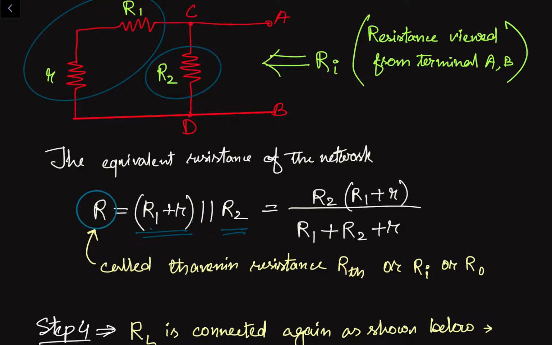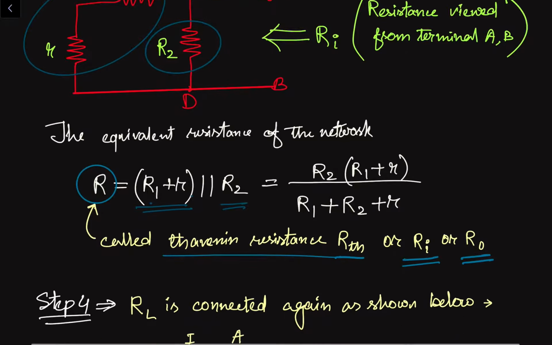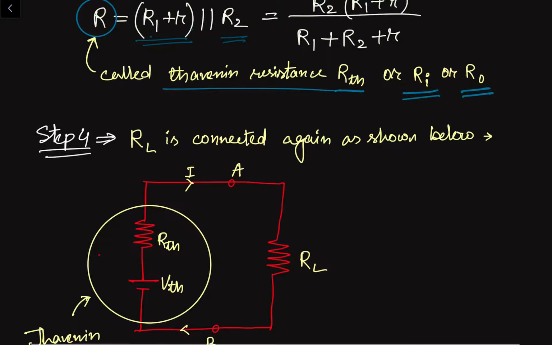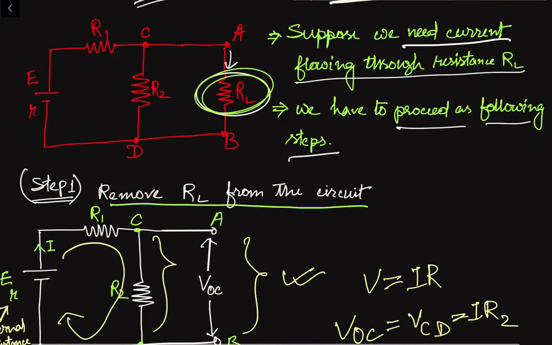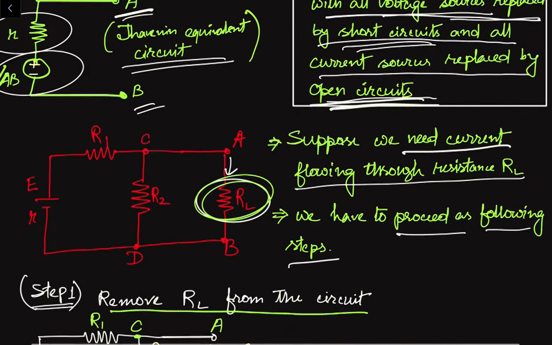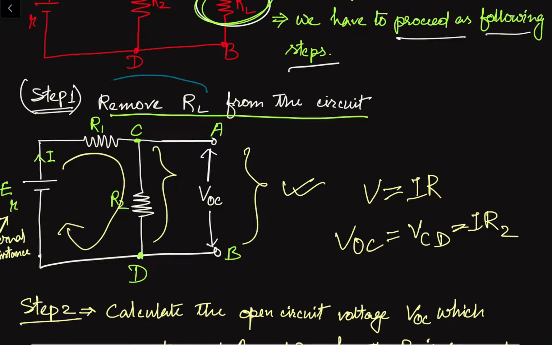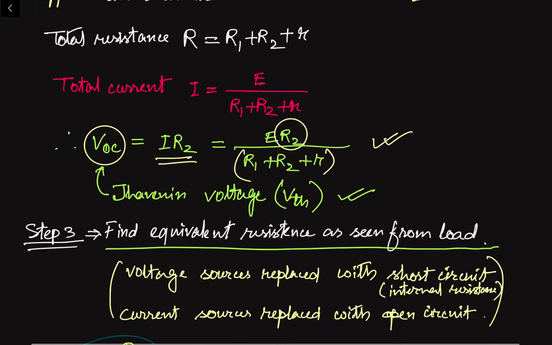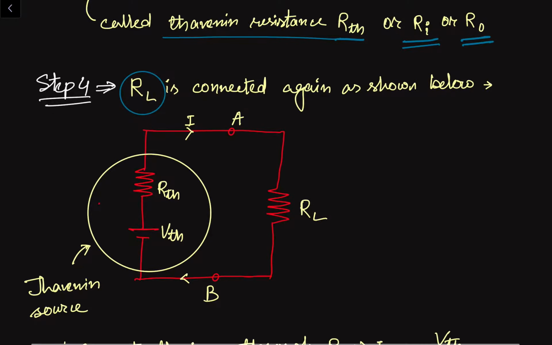This value is also known as the Thevenin resistance, RTH, which can also be denoted with RI or R naught. R naught means it is the open circuited resistance of the network. In the fourth step, we have to again connect the removed RL. In the first step we removed the load resistance. Now in the fourth step we have to connect the RL to the circuit again, as shown below.